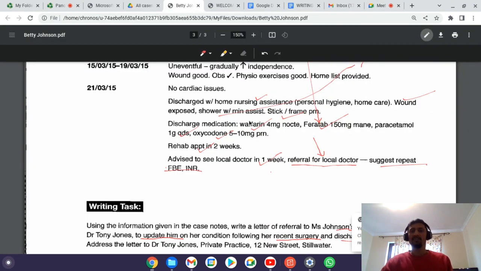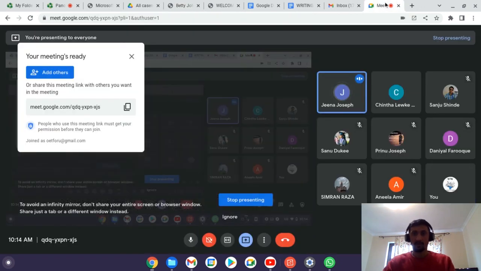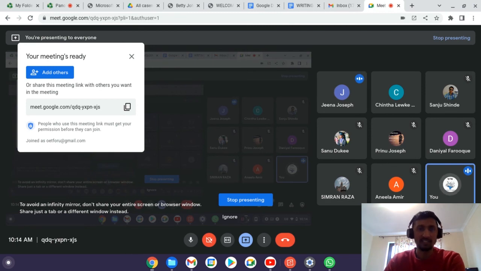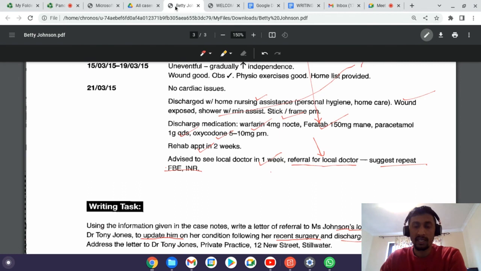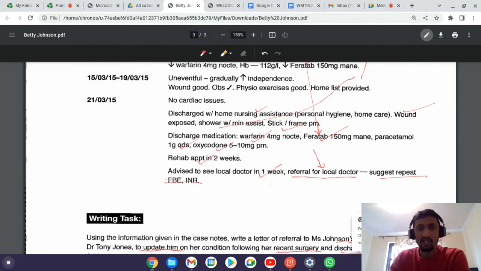Somebody's joined. All right, Anina, this is all about the letter that we discussed today. What do you feel about all this? Have you understood it or not? Have you got at least an idea of how we are going to write a letter? Are you able to write a good letter with all this information?